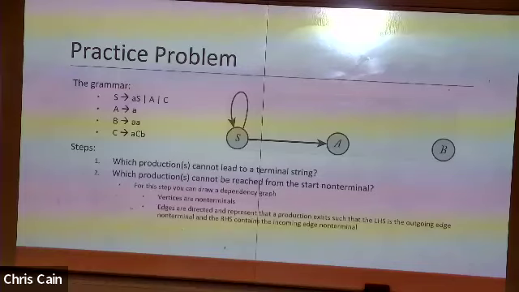Questions on simplifying context-free grammars? This is something we can always do to just make our grammars have fewer productions. Fewer productions is better. Note that, yeah, question? Yeah, not a smart question.